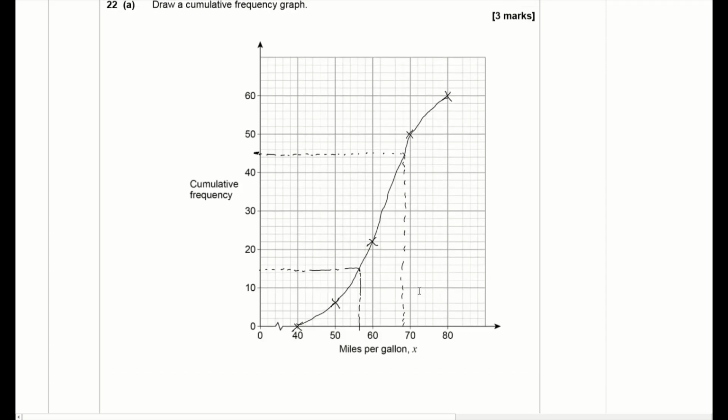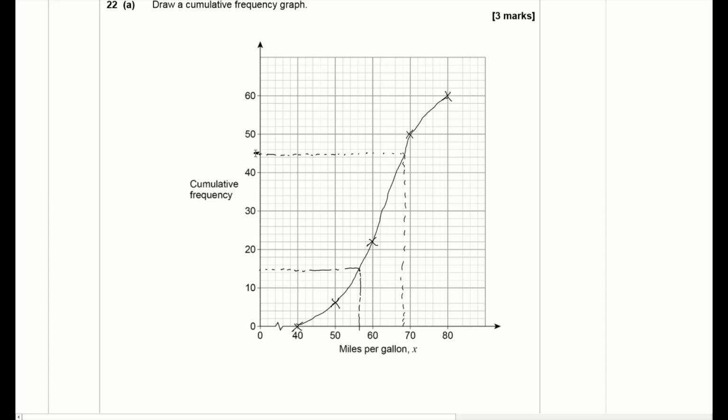There will be a small amount of leeway depending upon exactly what type of curve that you've drawn, but when you do draw your curve, the marks will be based on the accuracy of your drawing. So the interquartile range is effectively the distance between these two values. Don't mix it up with the distance between these two.